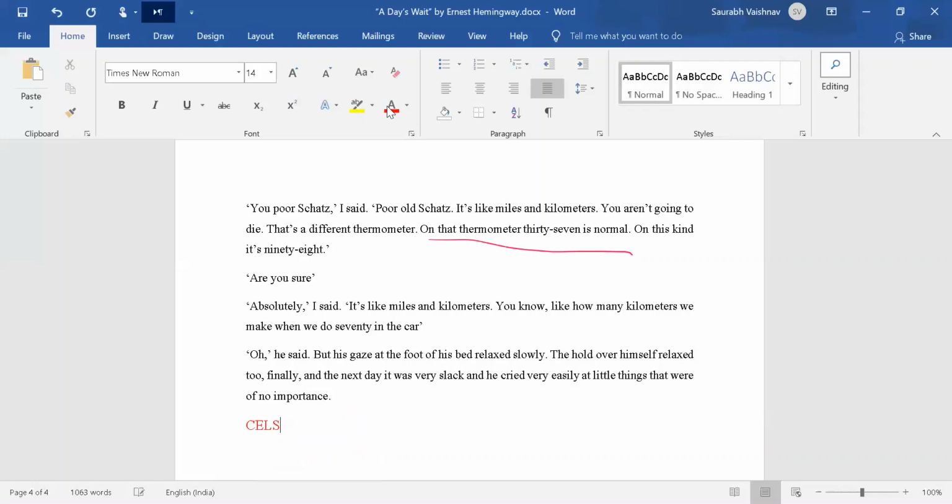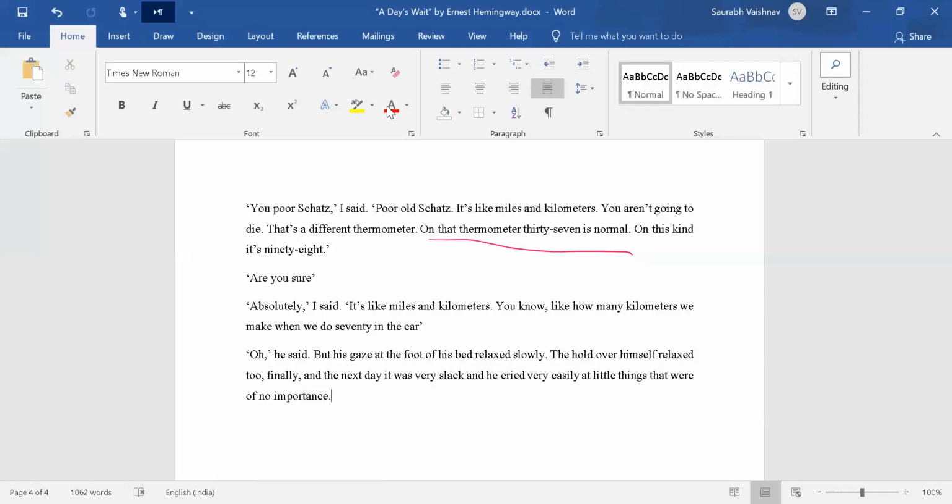After waiting for the whole day to die, the next day, when this confusion of Celsius and Fahrenheit thermometer was solved, Shaz was much better in condition, and he started crying and fighting and behaving normally, crying very easily at little things which were of no importance.